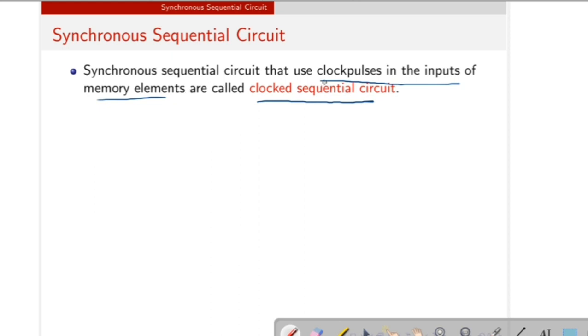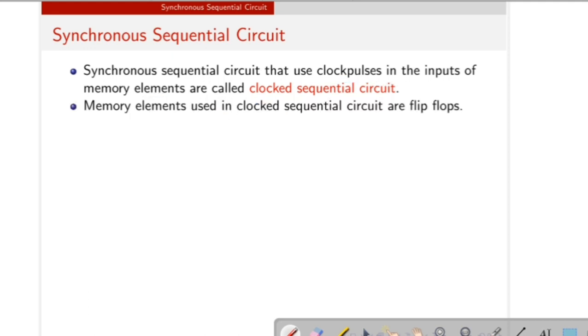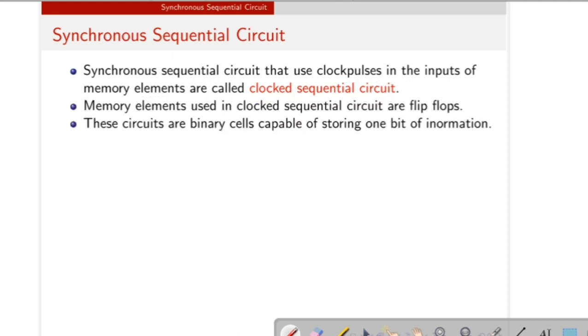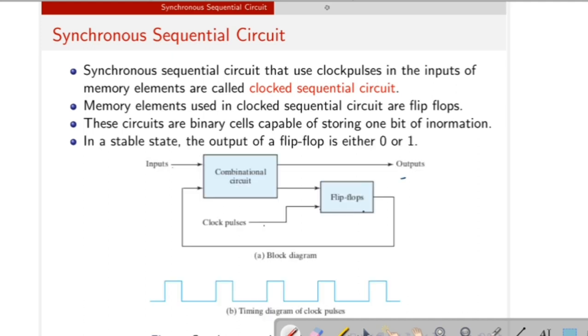Usually these memory elements with clock pulses are called flip-flops. Flip-flops can store one bit of information and the output of the flip-flop may be either 0 or 1. So this is the block diagram of the clocked sequential circuit. The memory element is called the flip-flop and it is driven by a clock pulse.